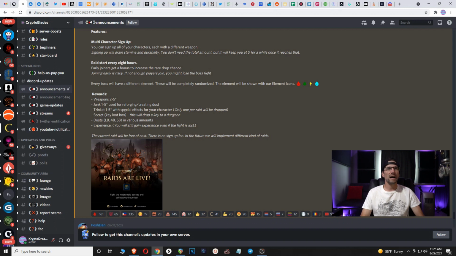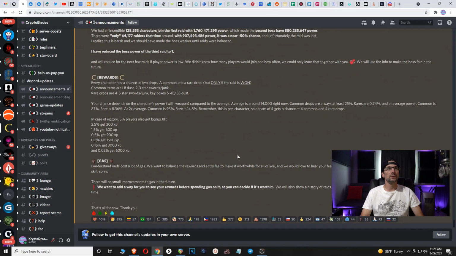Secret key loot box. This will drop a key to a dungeon. There's not a lot of information on dungeons yet, but I know I want to be involved in them. And the key loot box is going to get you into a dungeon. So I'm looking for those. I want to get those. Dust. LB, 4B, 5B in various amounts. Experience. You will still gain experience even if the fight is lost. So that's really cool. If you lose the fight, you're still going to get that experience. So not a total loss even if the fight is lost.